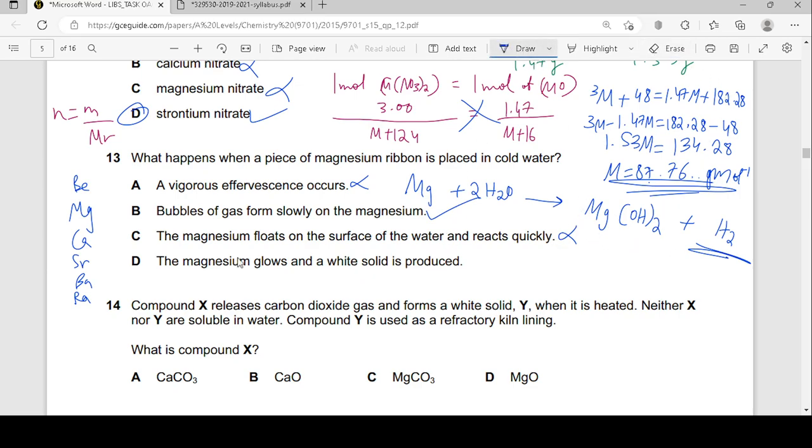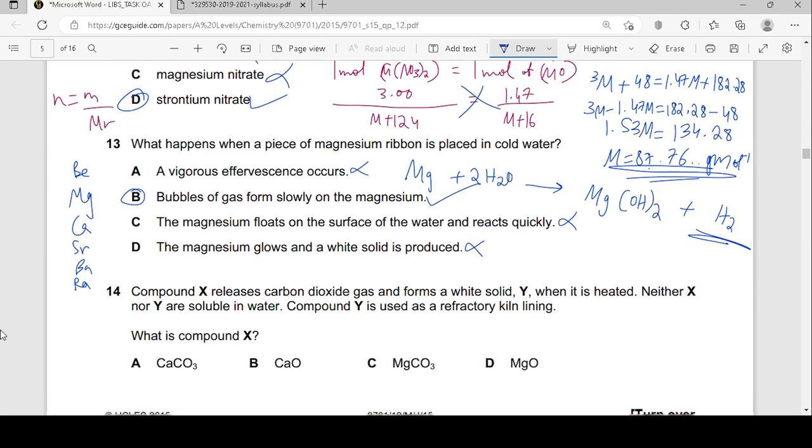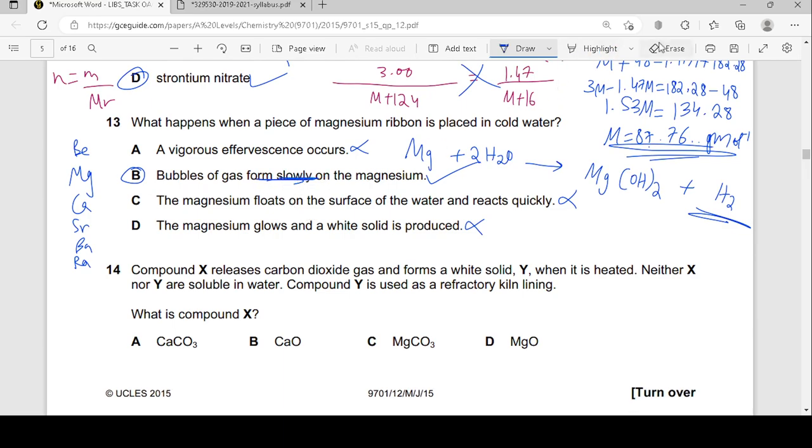I think magnesium hydroxide is insoluble. Yeah, probably. White solid is produced. But why would it randomly start glowing is my question. You didn't use any flame or anything. So I'm going to say the answer is B. Bubbles of gas form slowly on the magnesium, because that represents the slow nature of the reaction.